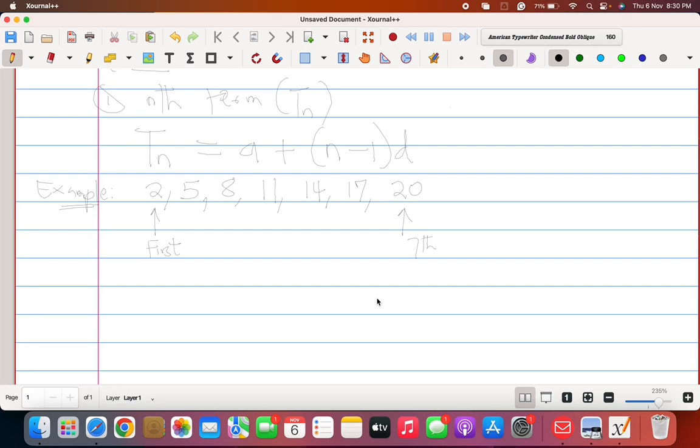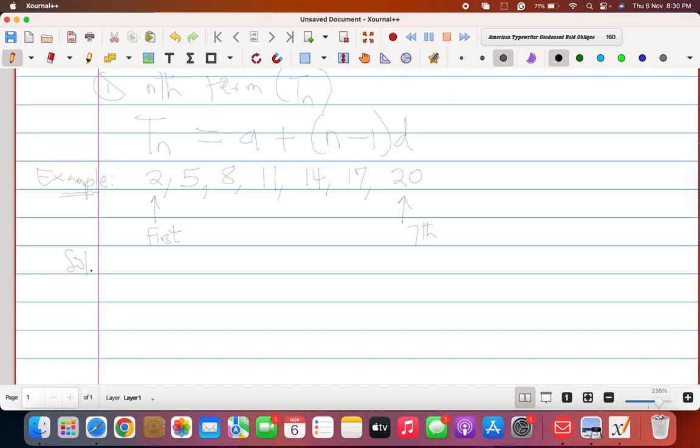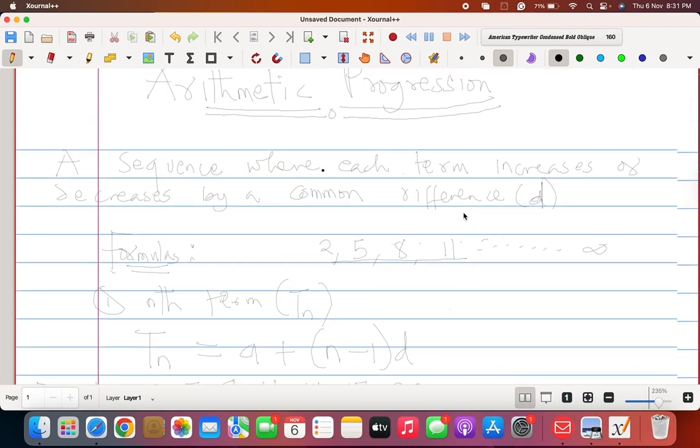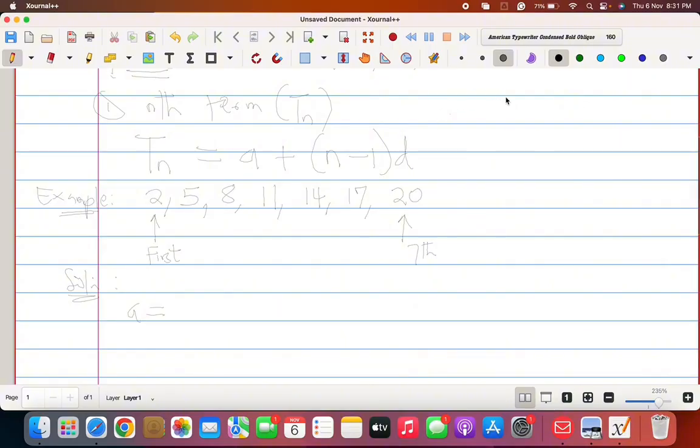So let's see if we can solve for the seventh term to find what it is exactly. With that now, let's check it out. I'll say solution. Now our A is the first term. Please take note of that. A is always the first term. I already told us, A is the first term, okay?